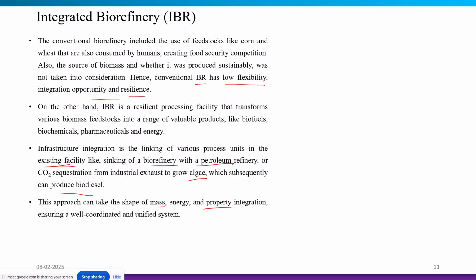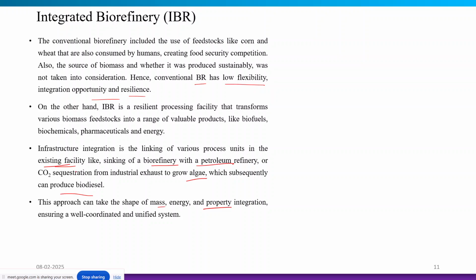So this integrated biorefinery approach is very useful for a sustainable source of chemical production or energy production, because the biorefinery itself is at a very initial stage. It is not well developed for the production of bulk quantities of chemicals or a huge amount of energy supply. It is not that sustainable, so it is advisable to integrate or link this biorefinery with the existing petroleum refinery in such a way.